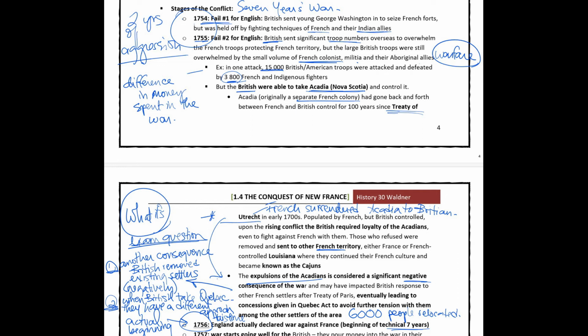This is the difference in the money that was spent in the war. The French chose not to send those troops or invest all that money, and the French settlers, colonists, their Aboriginal allies were able to use that still to their advantage for a period of time, although ultimately we know that they lost. Does that make sense now?